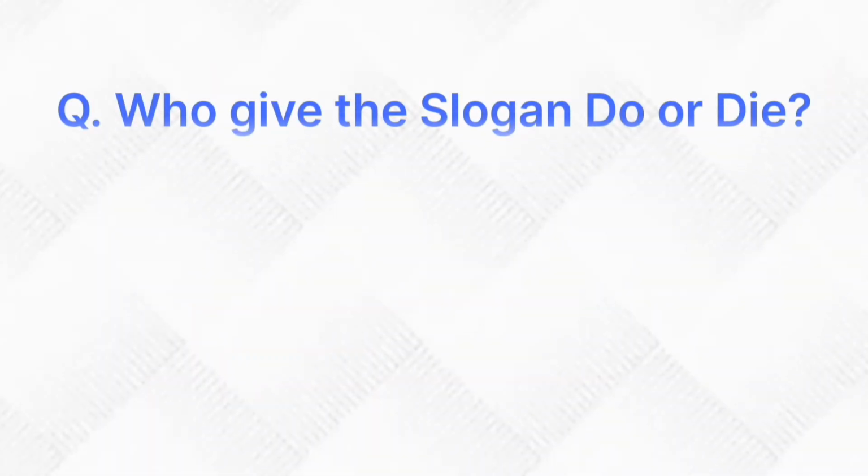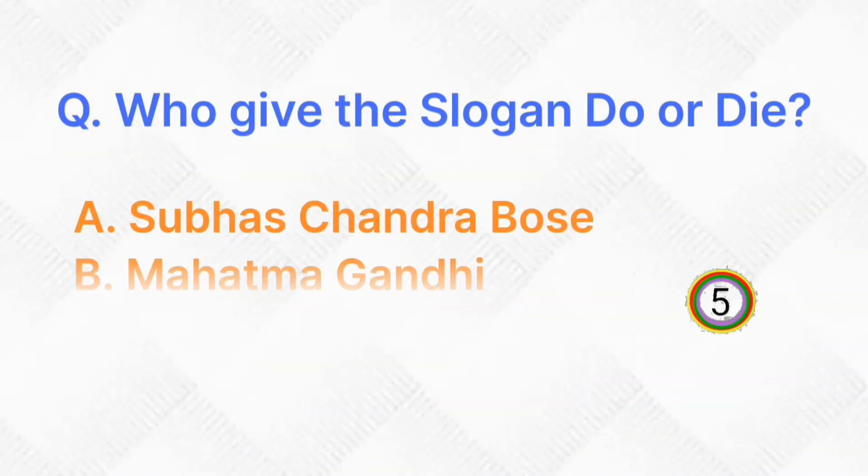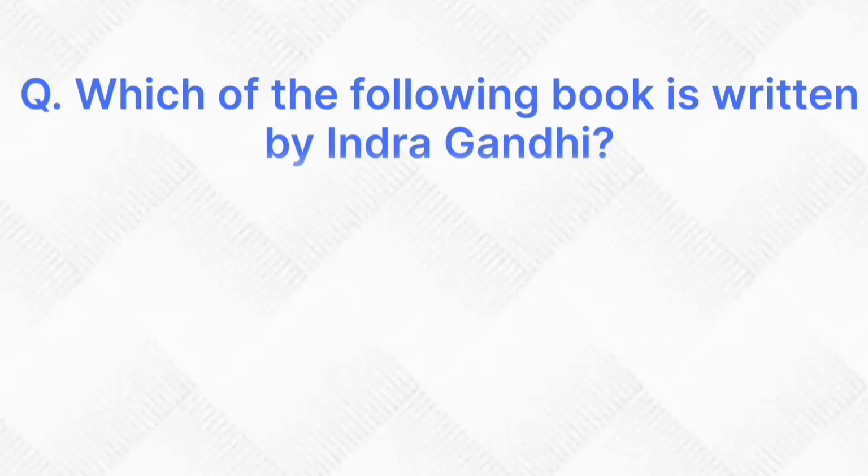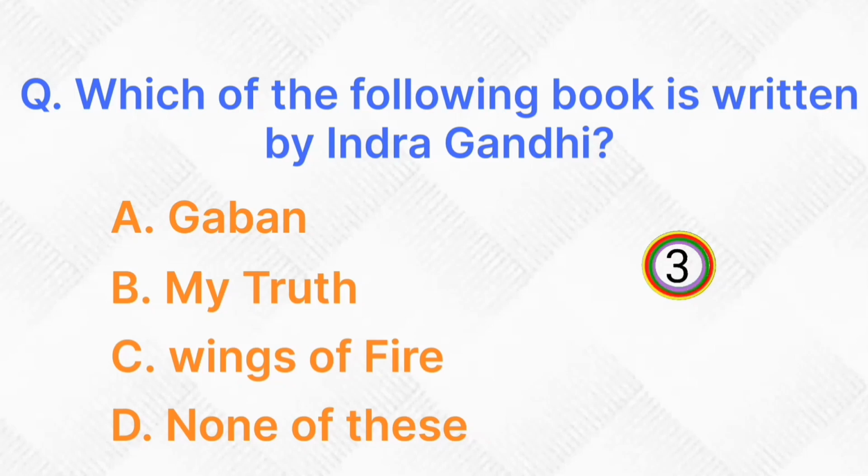Who gave the slogan "Do or Die"? Option B, Mahatma Gandhi is the correct answer. Which of the following book is written by Indira Gandhi? Option B, My Truth is the correct answer.